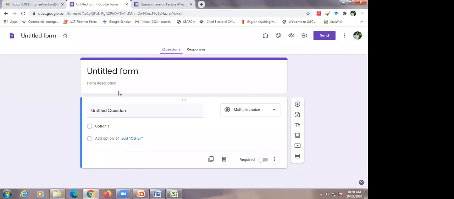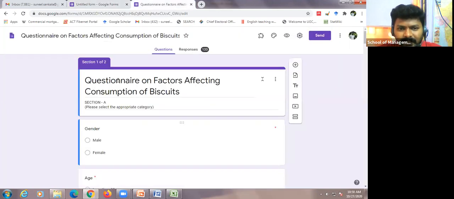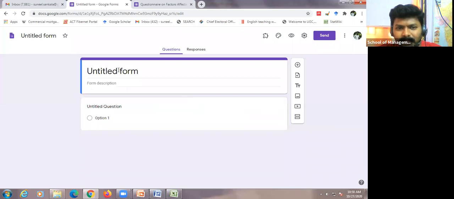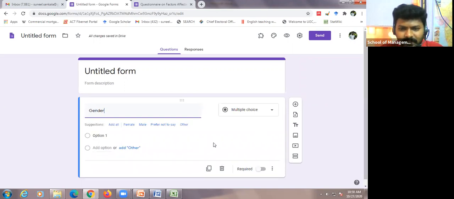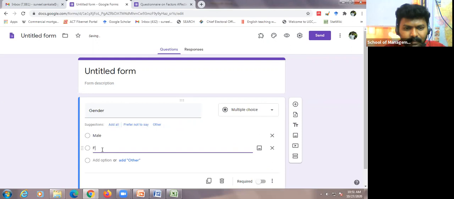So now let me show you the other one which I have already created. I gave the title here: the title of the form, the description of the form, then questions. Now see, I will type the first one. You want to enter gender. Once you click gender, by default it will give options. Female, male, preferably not say, other. If you don't want to take this, just go ahead like this, male and female. Type here female.